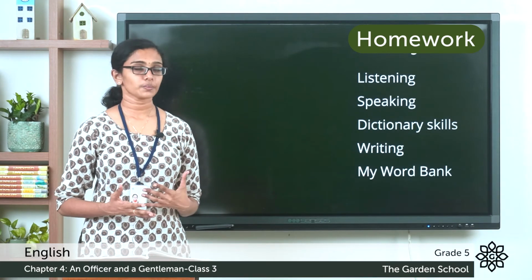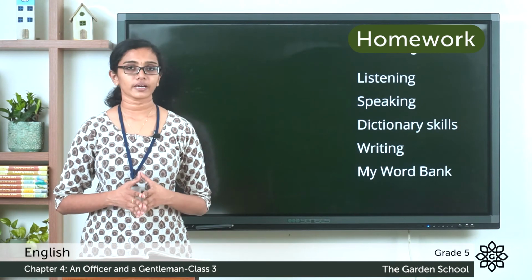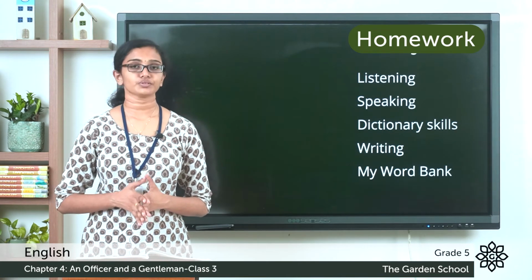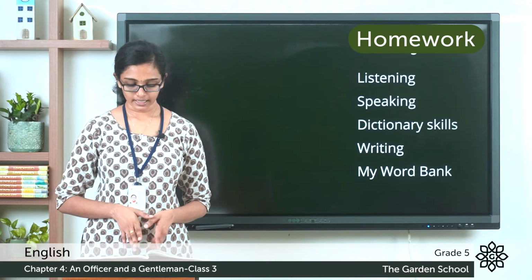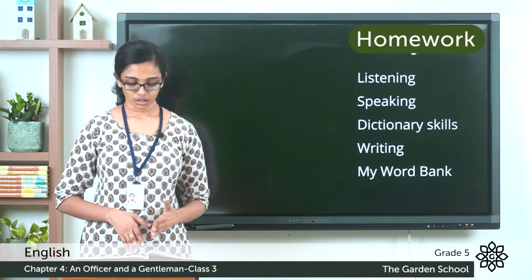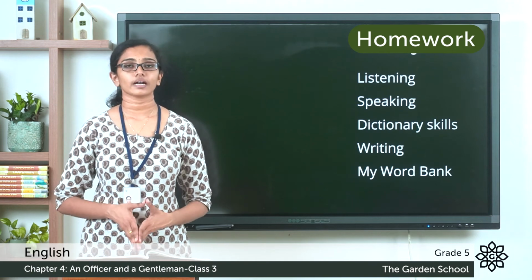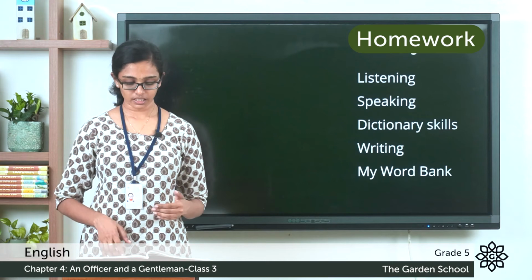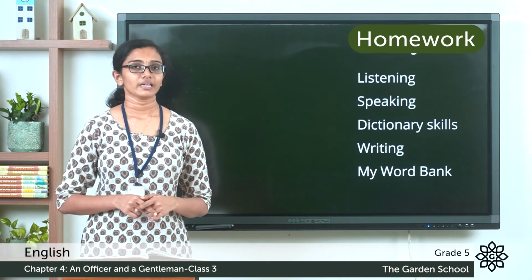Now, once you're done with that, you have to do the dictionary skills exercise, which is in page number 57. So there it is given how to use an online dictionary. And a set of words are also given there like picket, garrison, station, cinder, arms. You have to find out the meanings of these words given here using an online dictionary. You might be already doing this, but this is an exercise. You have to find out the meanings of these words and note down the meanings in your notebook.